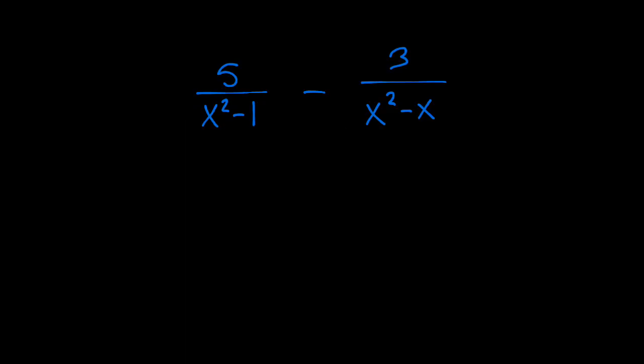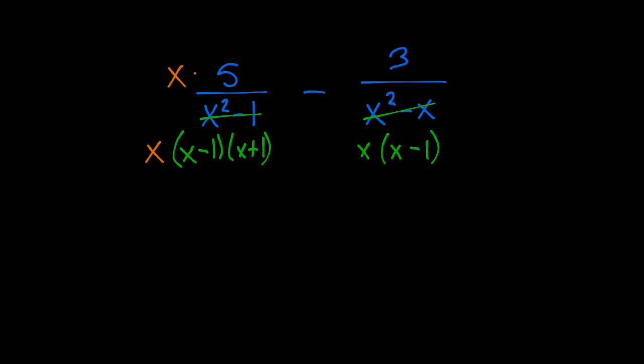So last example, 5 over x squared minus 1. Factor that x squared minus 1. That's x minus 1, x plus 1. Again, hopefully you're getting used to factoring. We'll still be doing that for a while. And then on the right, we can factor out an x, so x times x minus 1. So on the left, we're missing the factor of an x, so we'll multiply in an x on top and bottom. On the right, we're missing the x plus 1, so we'll multiply top and bottom by an x plus 1.